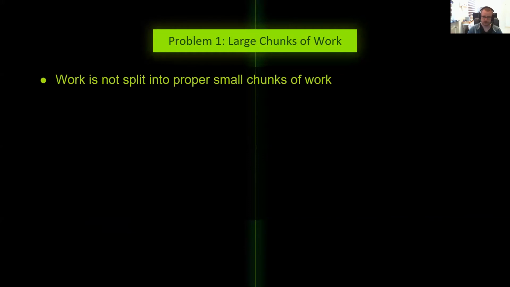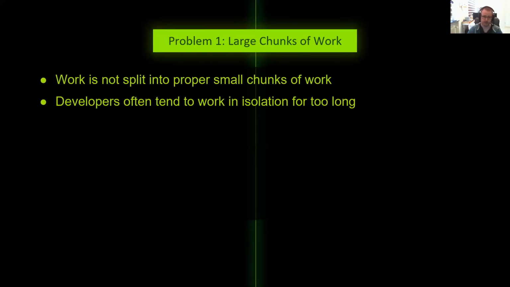The problem here is that the work is not properly split into small chunks of work. And developers often tend to work in isolation for too long, whether this is on a really isolated branch or just on their local working copy doesn't matter. What matters is that we are making a lot of changes without reintegrating. This leads us to a step that we refer to as merge hell. It's called merge hell because merging sucks and merging can be very complicated.